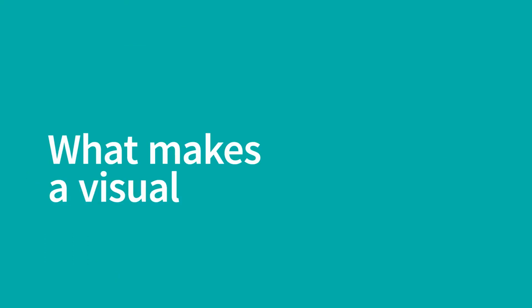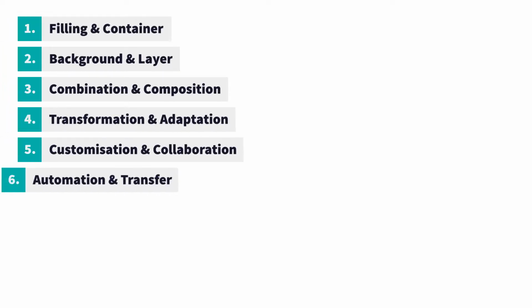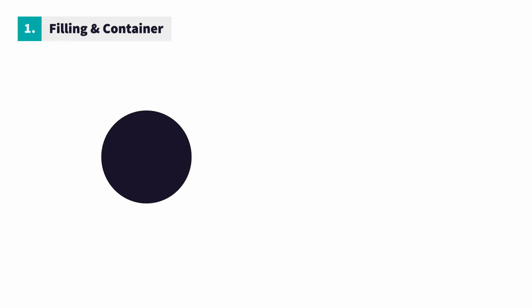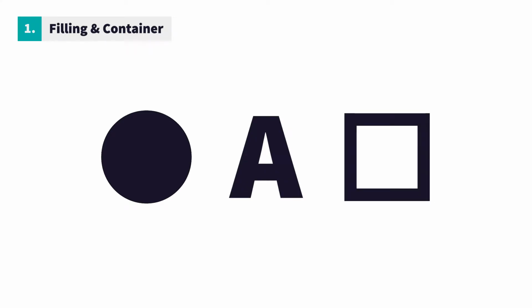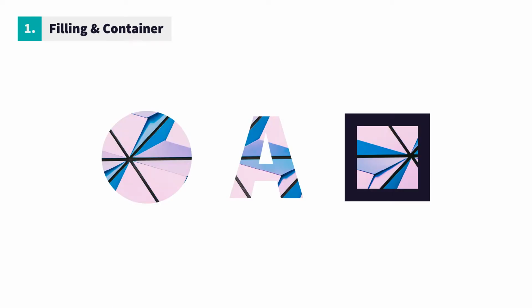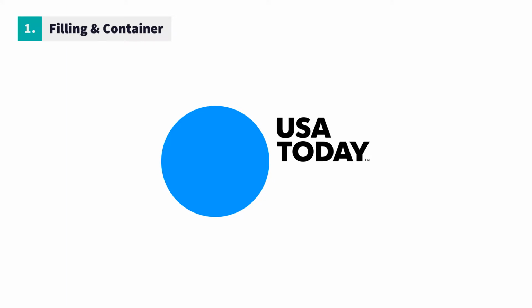So what makes a visual identity dynamic? Let's proceed by looking at some examples, divided into 6 different categories of flexible design systems. The first system is filling and container. This includes elements serving as shapes, letterings, or frames which are filled or covered with various colors, patterns, images, illustrations, and more. An example in this category is the identity of USA Today, an American newspaper.